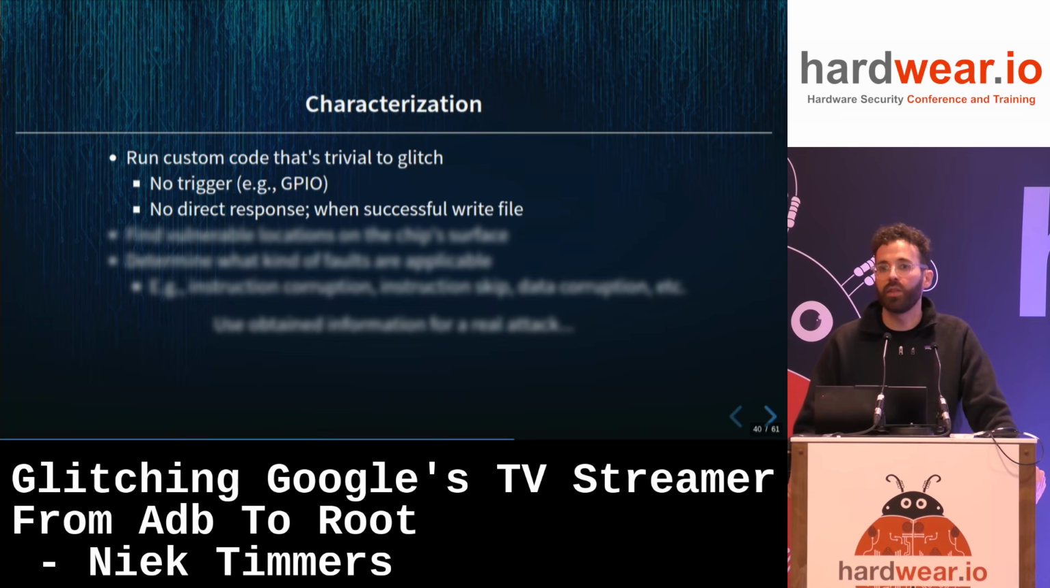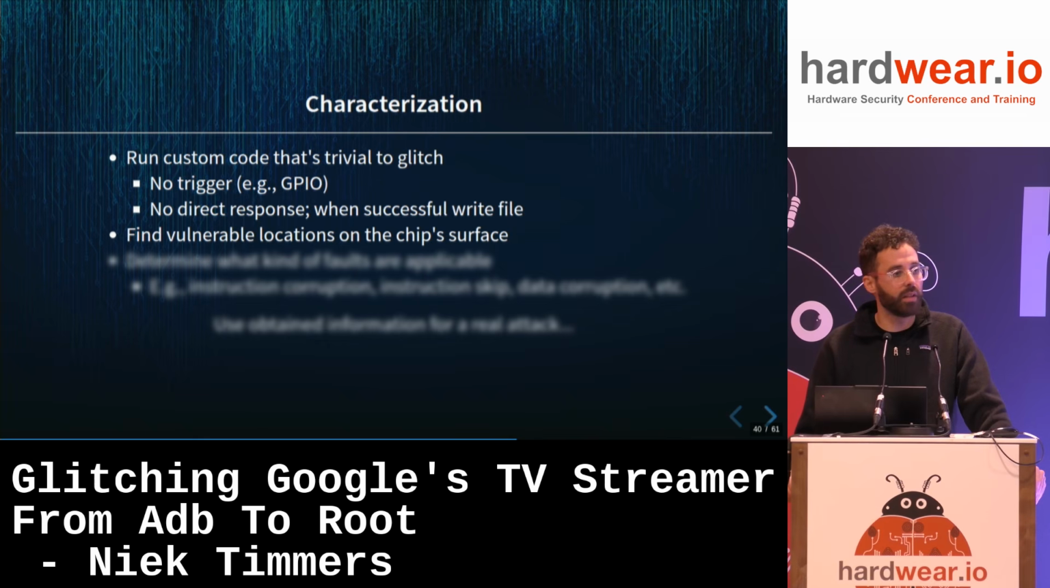Because then the idea is you inject a glitch. If the response is different than expected, you successfully affected the CPU. In this case, we're restricted in the ADB shell. We cannot set the GPIO signal. And also we decided not to have a direct response. So we're basically running triggerless. Later on, it will clarify a bit more.